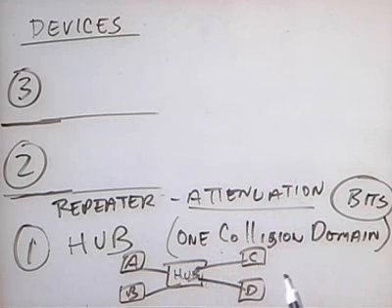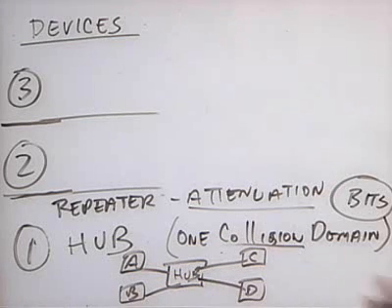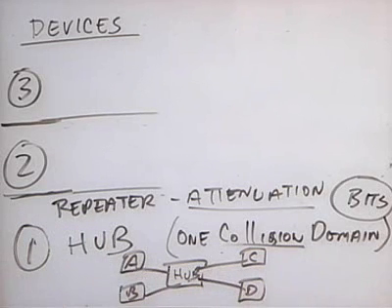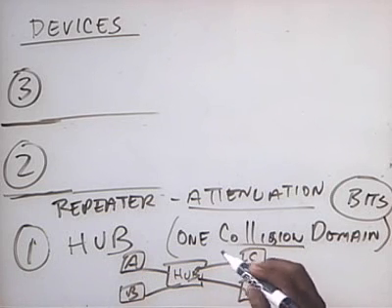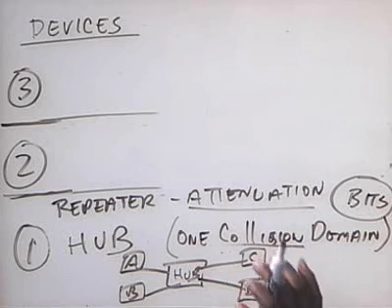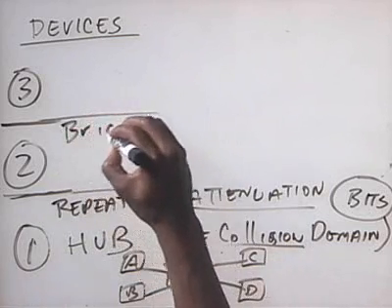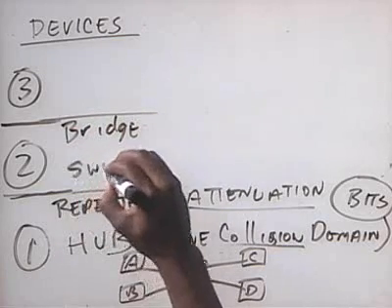LAN segmentation occurs when we want to divide these collision domains, make these collision domains smaller by decreasing the number of devices in any given collision domain. With all the devices in one common collision domain, the more devices that you add to the network, the more potential there is for collisions or excessive collisions. In order to address the issue of excessive collisions, we go to layer 2, where we have the bridge and the switch.